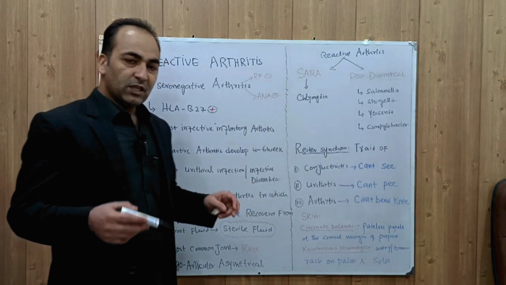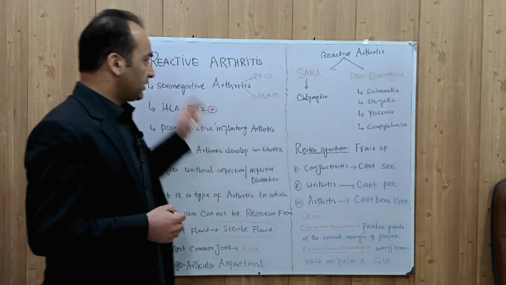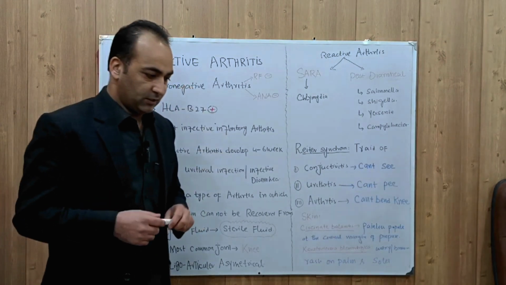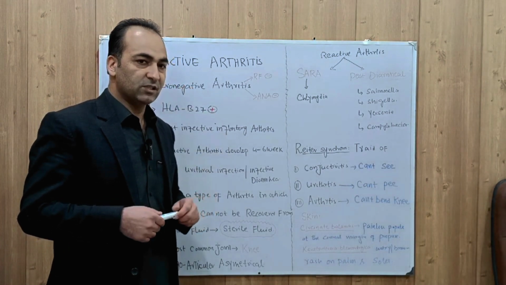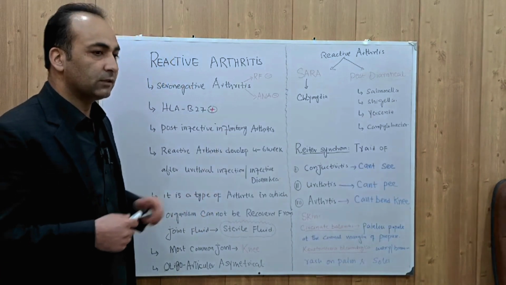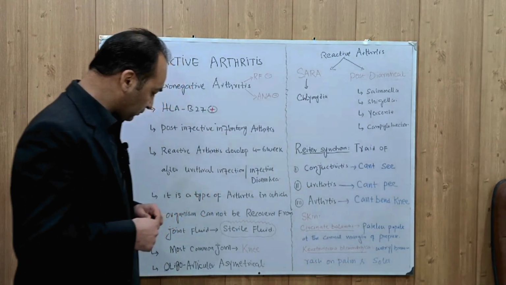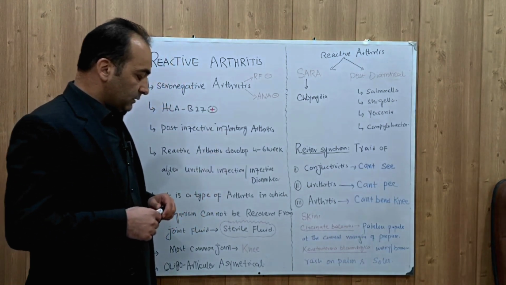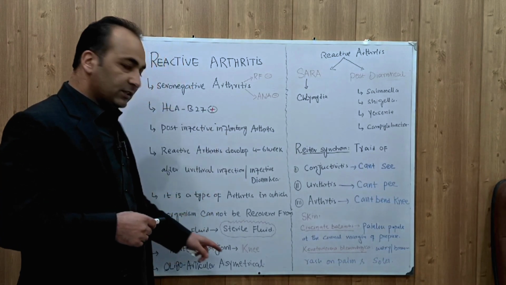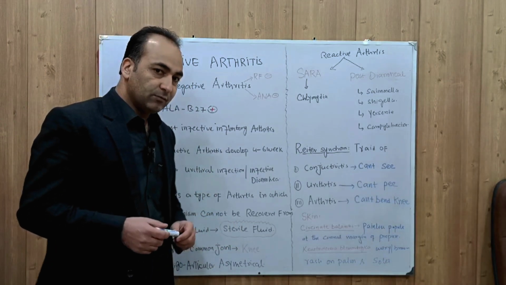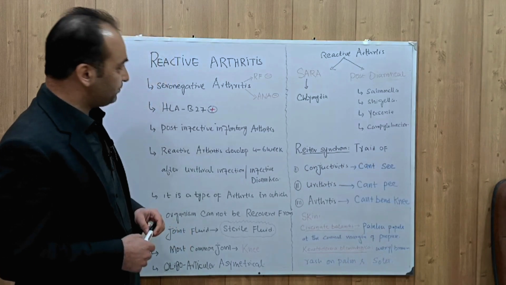The most common joint involved by reactive arthritis is the knee joint, but it can also involve the spine, sacroiliac joint and other joints. It involves the joints in an oligoarticular, asymmetrical pattern.